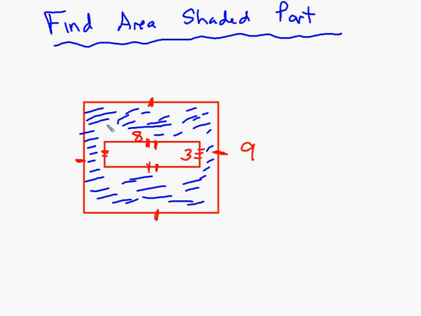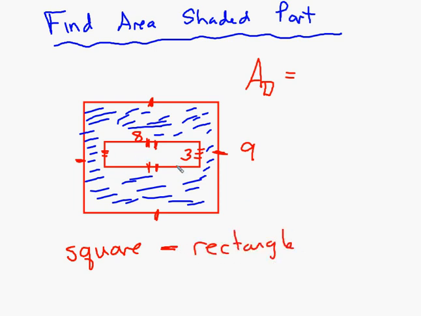So besides the honors students, who has an idea how we could get the area of just the part that's shaded, not including this part that's been cut out? Well, you would find the area of the square and then the rectangle, and then subtract the area of the rectangle from the square. Okay, he's right. So I'm going to take the area of the square, and subtract the area of the rectangle. And why do I do that? It's like a donut hole, right?